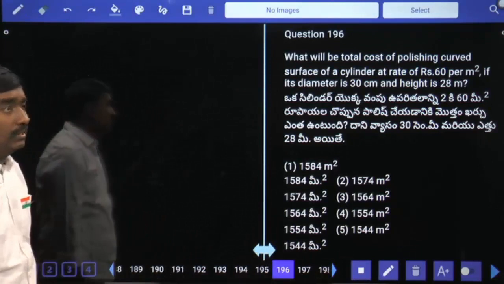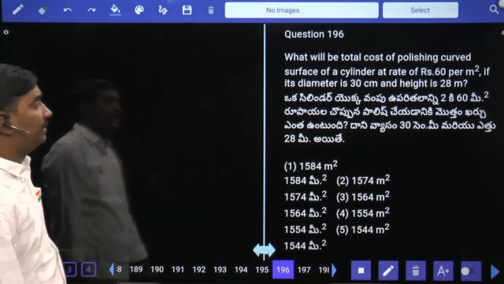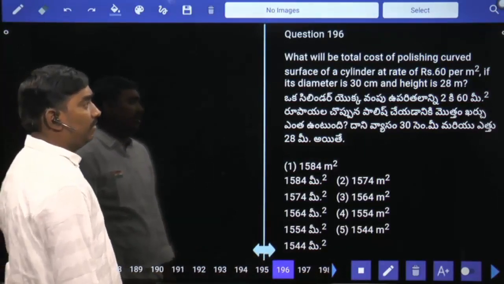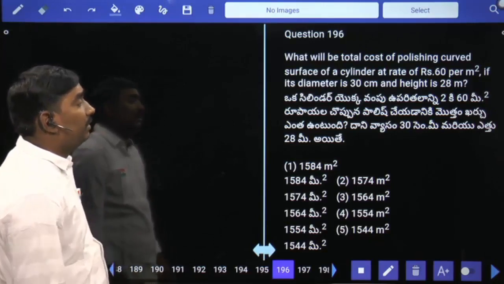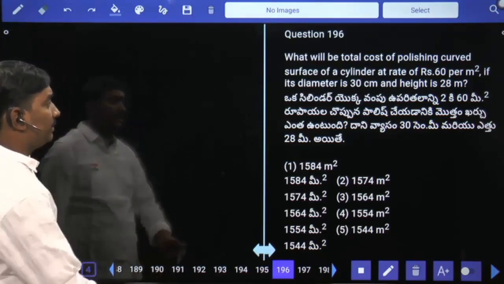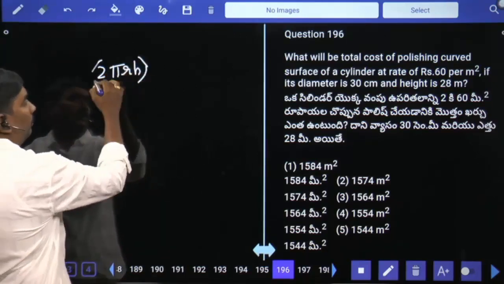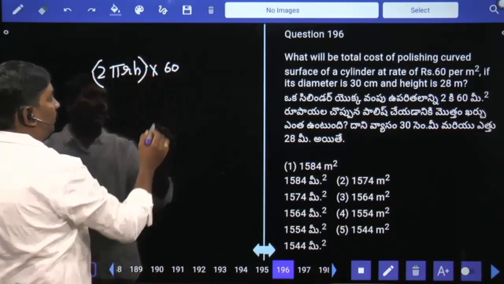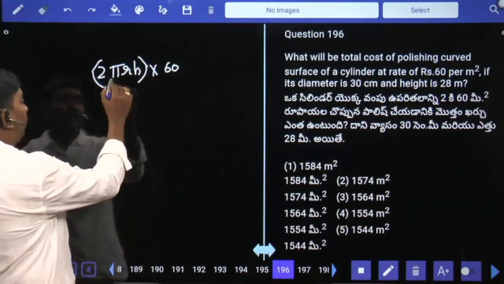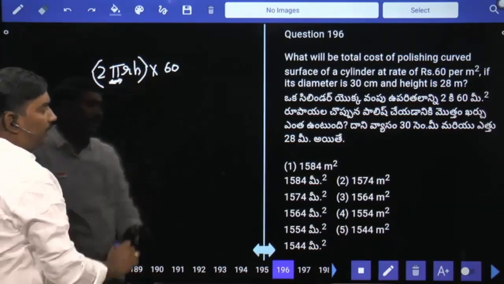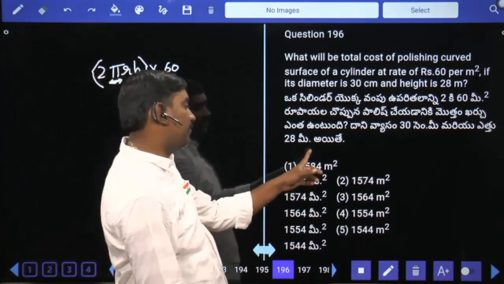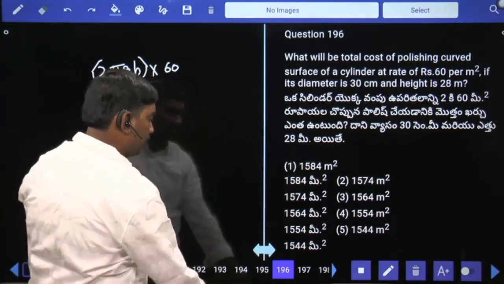What will be the total cost of polishing curved surface area of a cylinder at the rate of 60 rupees per meter square if the diameter is 30 centimeters and height is 28? Curved surface area 2 pi r h at the rate of 60 rupees per meter square. So in the formula you have pi. Pi stands for 11 multiple is your answer. First option is your answer. 11 multiple first option.